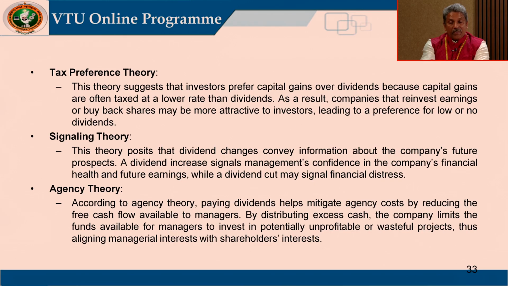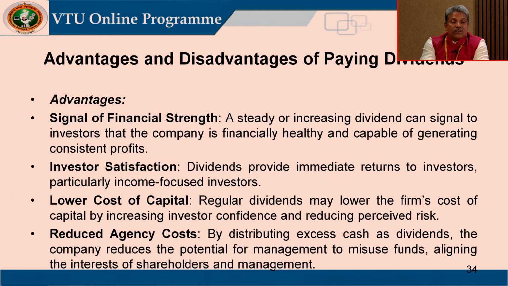Signaling theory: if dividend is not paid or paid lesser than the previous year, it shows a signal that the company is not performing well. Then agency theory: if more money is retained instead of paying dividend, management will be forced to find investment opportunities, and they may end up investing in unprofitable projects. Having understood the theories of dividend, now let us understand the advantages and disadvantages of paying dividend, which we will discuss in the next session.